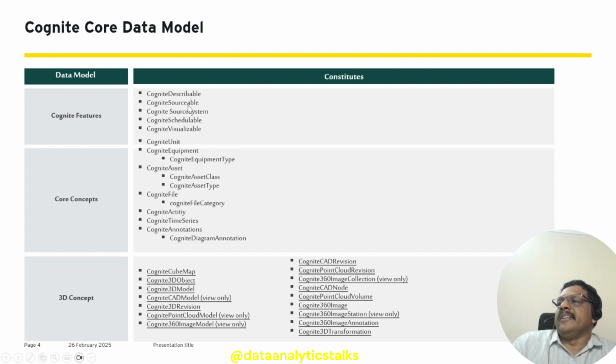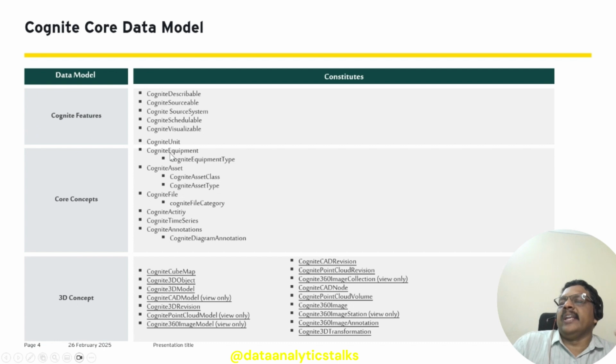Okay, and it is sourceable. It has all the details about where the data comes from. Okay, it is source system, schedulable. That means start time, end time, right? Then visualizable. So these are some of the core features. These features can be applied to any concepts. Concepts are specific, it is basically a property that is specific to a single concept.